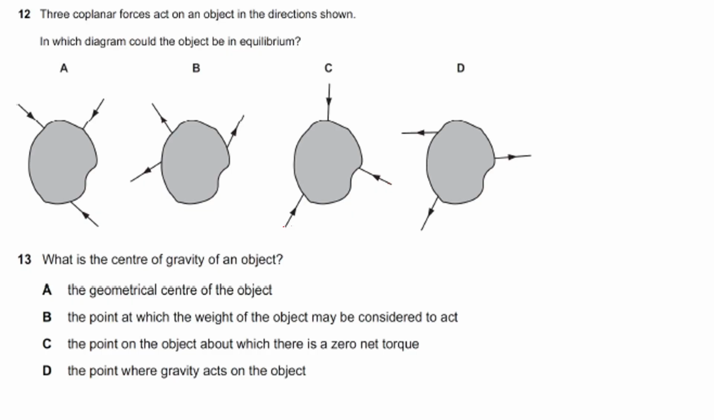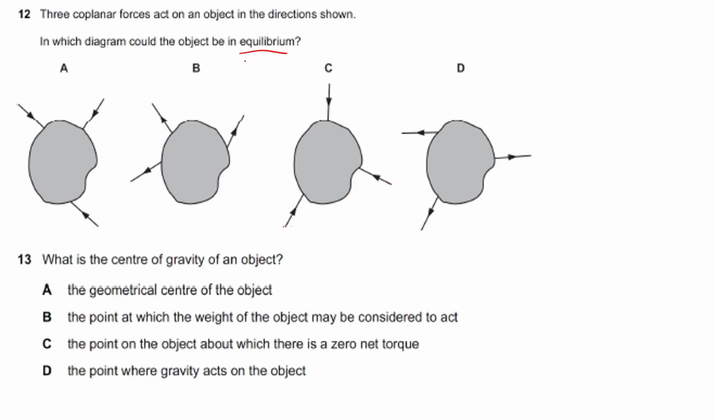Three coplanar forces act on an object in the directions shown. Which diagram could the object be in equilibrium? So we have A, B, C, and D, and they all have different free body diagrams of different forces going in different directions, different magnitudes. Let's try and break this problem down.